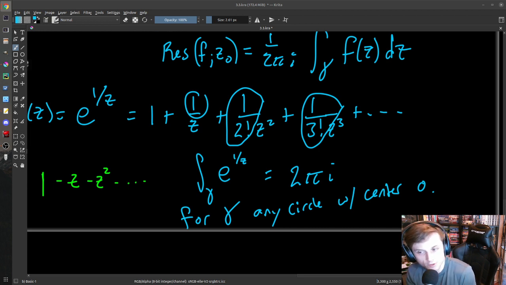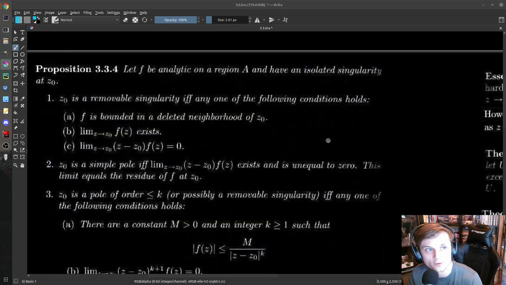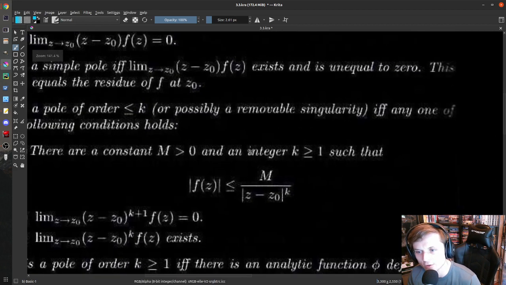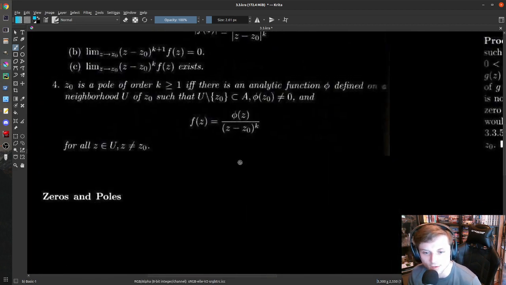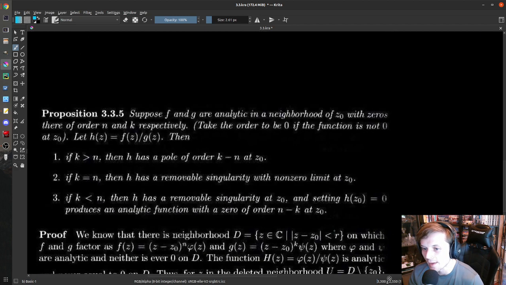Now, this gives us some stuff, and we're going to use it to characterize types of singularities a little bit more. This is what we'll start to get into next time. I'll just give a rundown real fast. We'll look at analytic functions that have isolated singularities, and we'll get a whole bunch of different characterizations of what types of isolated singularities can occur.